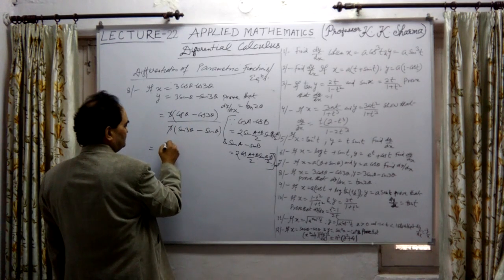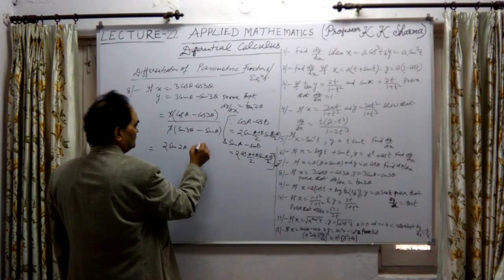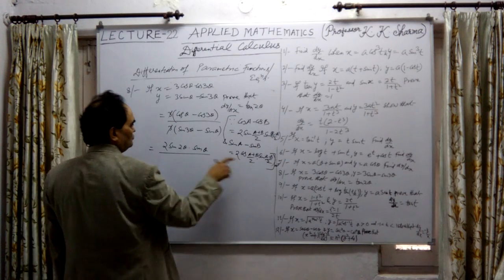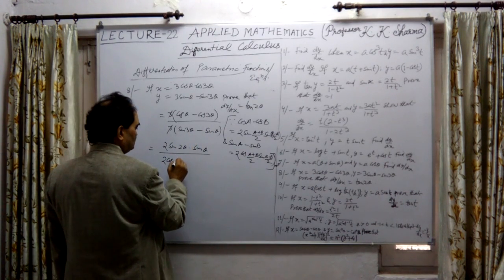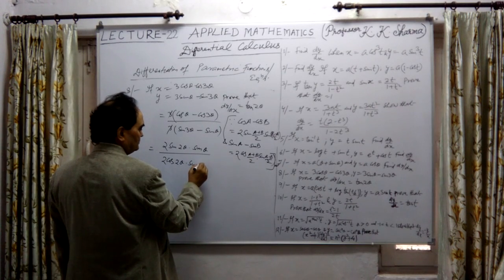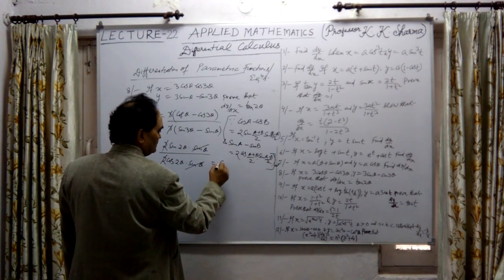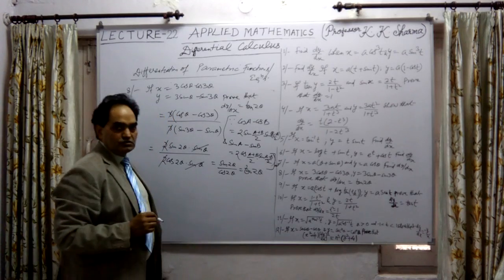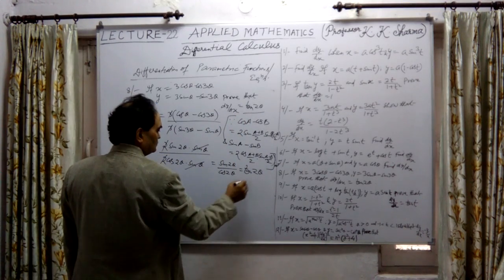Cos A minus cos B means 2 sin((θ plus 3θ)/2), that means 2 sin 2θ, into sin((3θ minus θ)/2), that means sin θ only. Divided by the denominator: 2 cos((3θ plus θ)/2), that means cos 2θ, into sin((3θ minus θ)/2), that means sin θ only. Sin θ cancels out, so sin 2θ upon cos 2θ is tan 2θ. We know that sin θ upon cos θ is tan θ, so this is tan 2θ. This is the final answer, and this is proved.